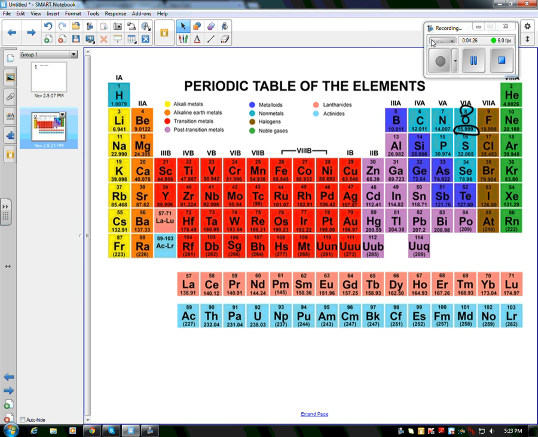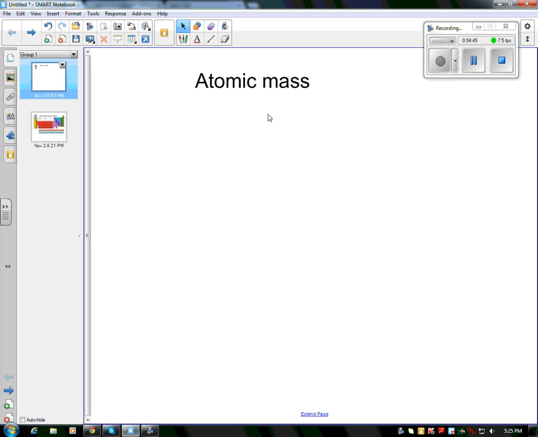Okay? So again, protons plus neutrons equals atomic mass. We know the protons because we just look at the atomic number. We know the atomic mass, so we can figure out the number of neutrons. All right, so again, that's atomic mass, and that's how we get protons, neutrons, and electrons.